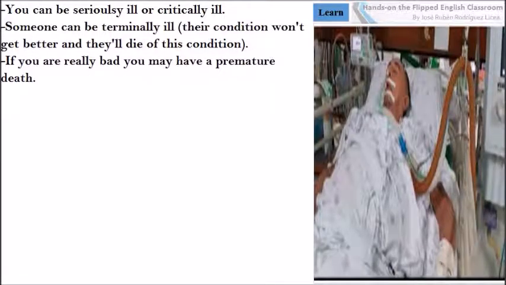You can be seriously ill or critically ill. Someone can be terminally ill, their condition won't get better and they'll die of this condition. If you are really bad you may have a premature death.